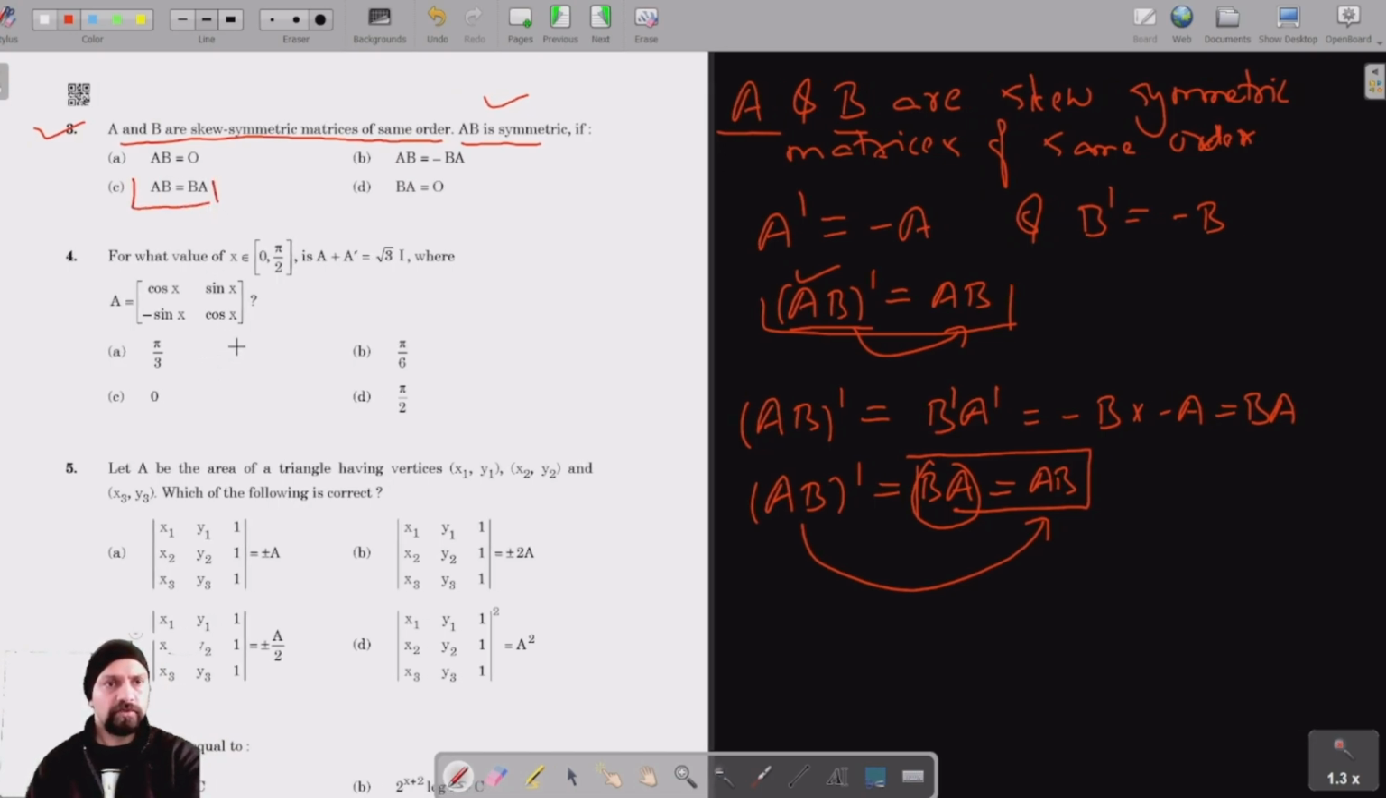Let's move on to question number 4. The correct option for this is option C. And now for question number 4.